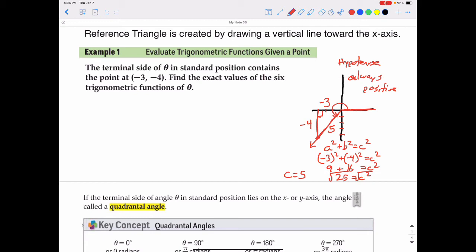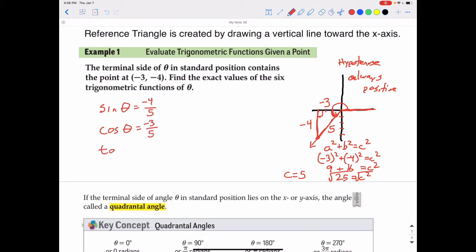Now we're going to find the six trig functions of this angle here that's nearest the origin, using that reference triangle. The sine of that angle, we'll call it theta. The formula for sine is opposite over hypotenuse. The opposite side is -4. The hypotenuse is 5. The cosine of theta is the adjacent over the hypotenuse. The adjacent side is -3. The hypotenuse is still 5.